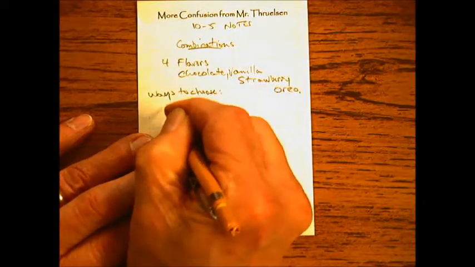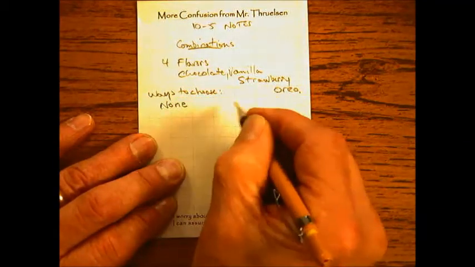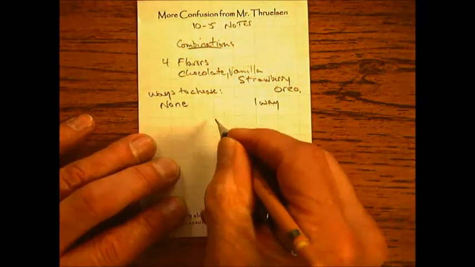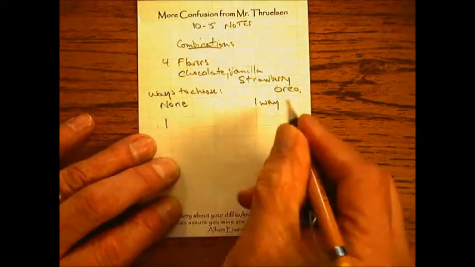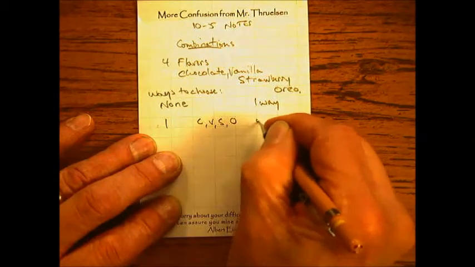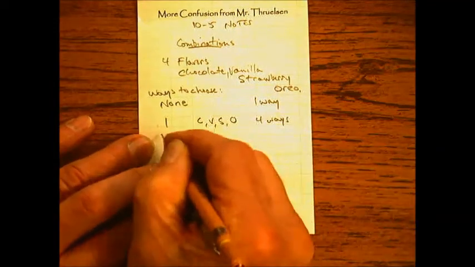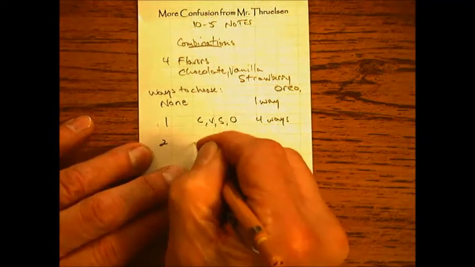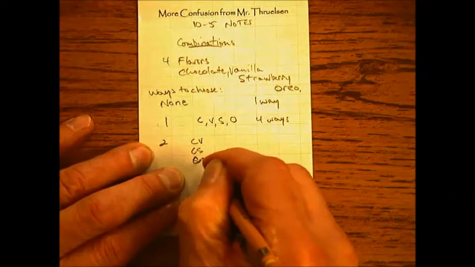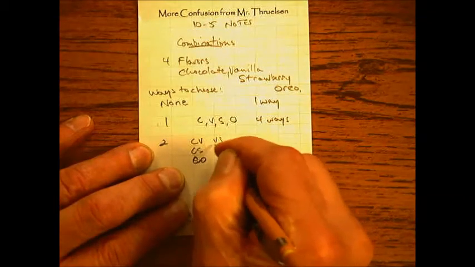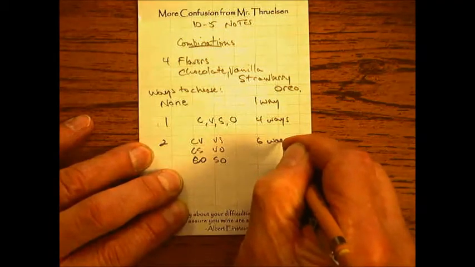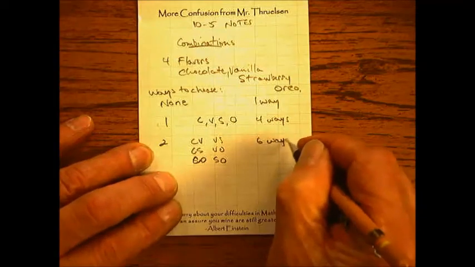is one way I could choose is to choose none. So the number of ways that I could choose none would be one way. I could just not get any. Another possibility is I could choose one flavor. So I could choose either a chocolate, a vanilla, a strawberry, or an Oreo. So there are 4 ways to do that. The number of ways I can choose 2 flavors is chocolate and vanilla, chocolate and strawberry, chocolate and Oreo, vanilla and strawberry, vanilla and Oreo, and then strawberry and Oreo. So there's 6 ways to do that, to have 4 and choose 2.